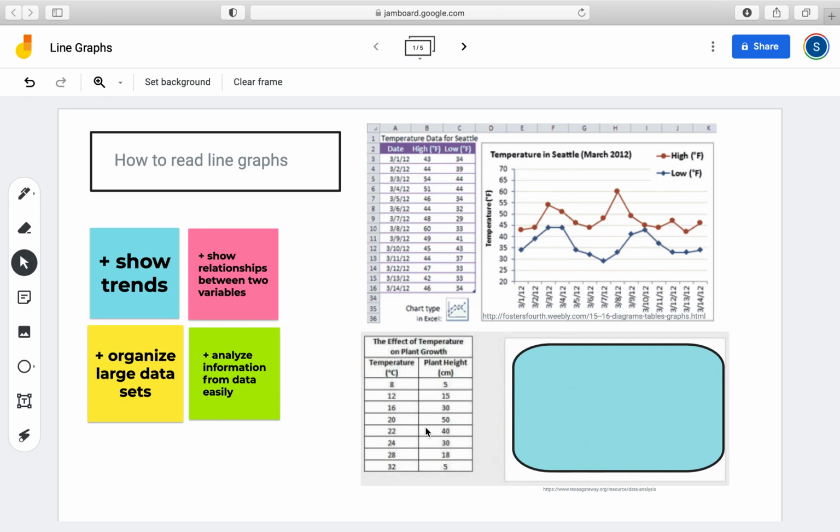So here is another data set. We have the effect of temperature on plant growth. There's a temperature in degrees Celsius on one side, and the values for the plant height corresponding to each temperature. And again, this would be difficult to analyze, even though you could determine what would be the best temperature for the highest plant height.